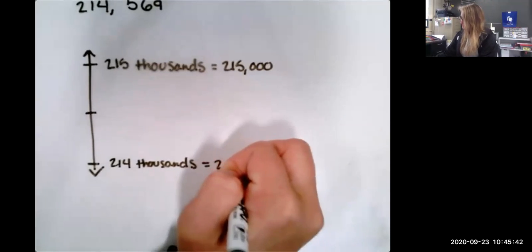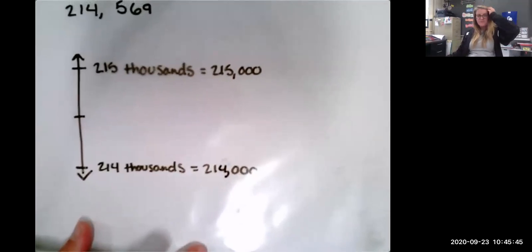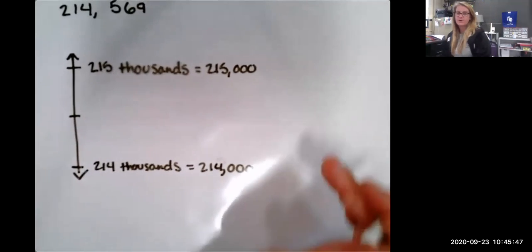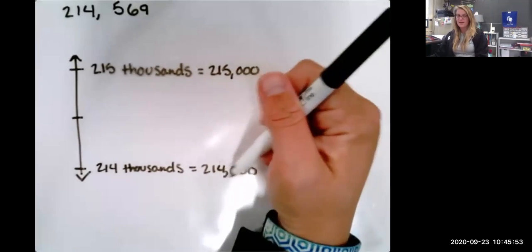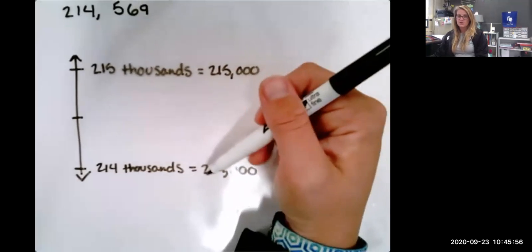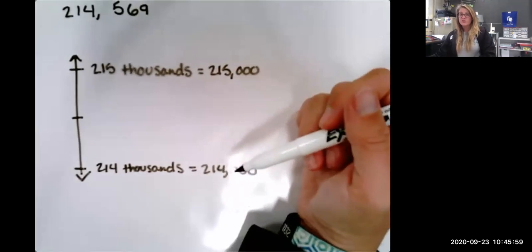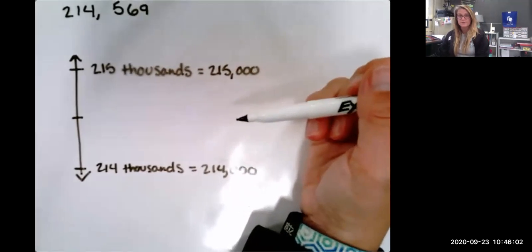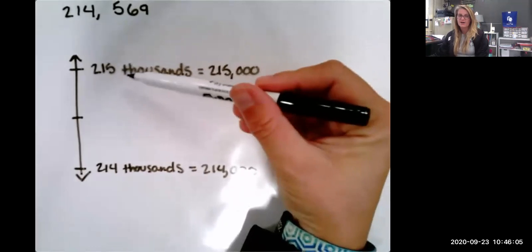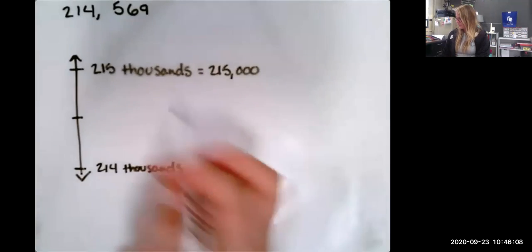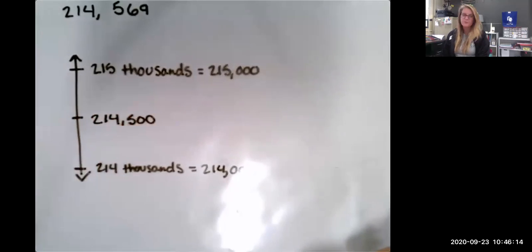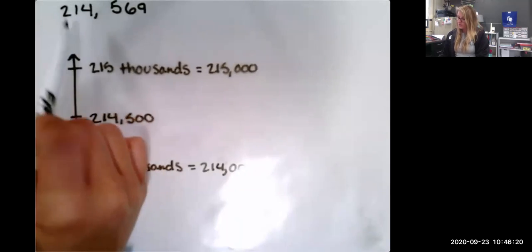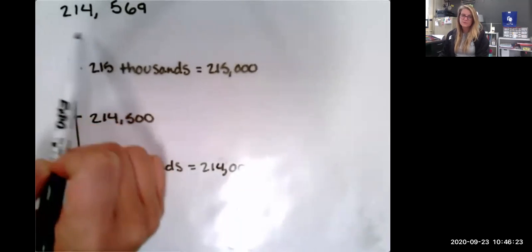So we talked about what is half of 1,000, and we know half of 1,000 is 500. So we found our trick to finding the halfway point. You're just going to add 500 to this 1,000. Now, when we start rounding larger numbers or smaller numbers, you have to think about what the halfway point is of what you're rounding to. So our halfway point is 214,500.